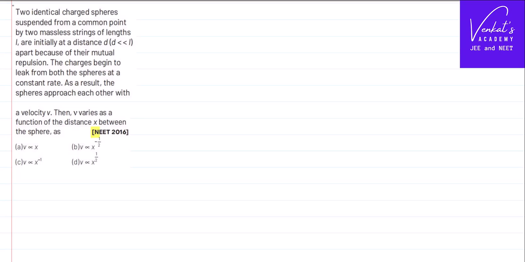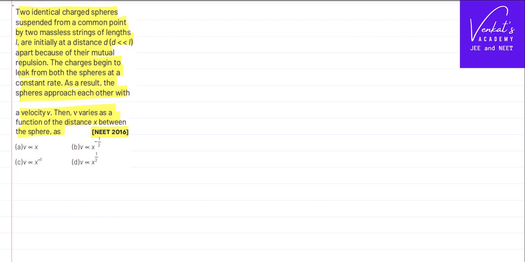This is the NEET 2016 question in electric charges and fields. The problem says, two identical charged spheres suspended from a common point by two massless strings of length L are initially at a particular distance d, which is much less than L. Apart from their mutual repulsion, the charge begins to leak from both the spheres at a constant rate. As a result, the spheres approach each other with a velocity v. V varies as a function of distance x is.